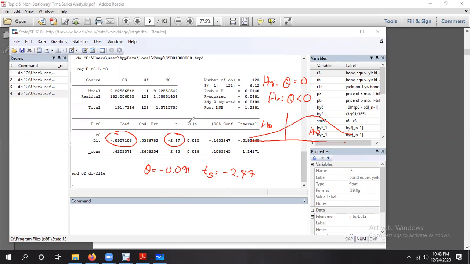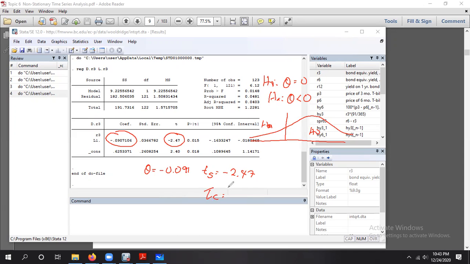For this case, we cannot get or compare the critical value from the t table, because the distribution does not follow the t distribution. So we need to use the Dickey-Fuller table, which means we need to get the value of the tau critical.